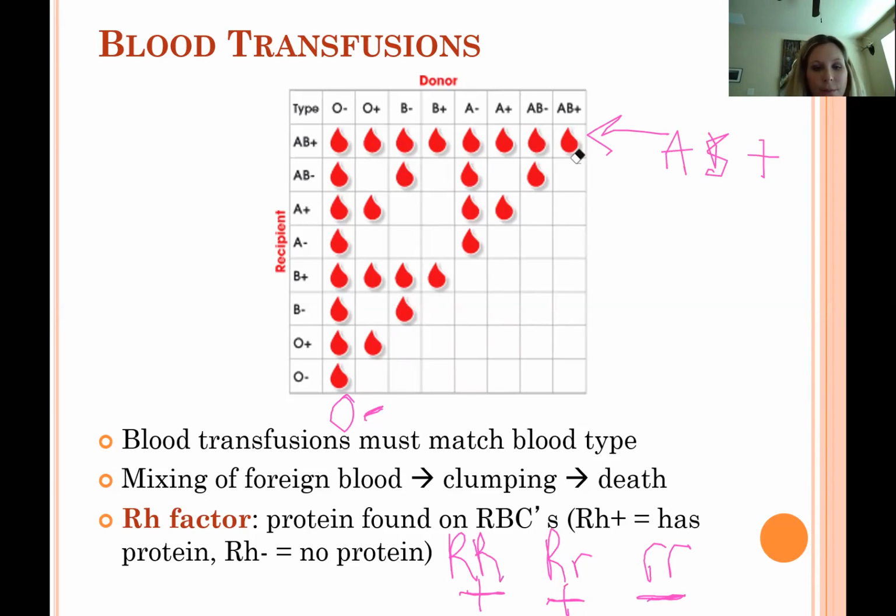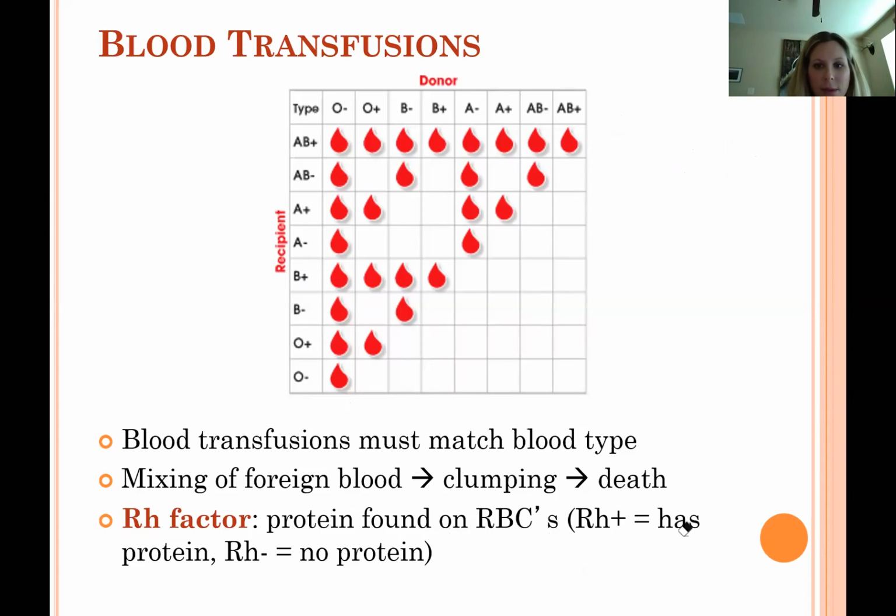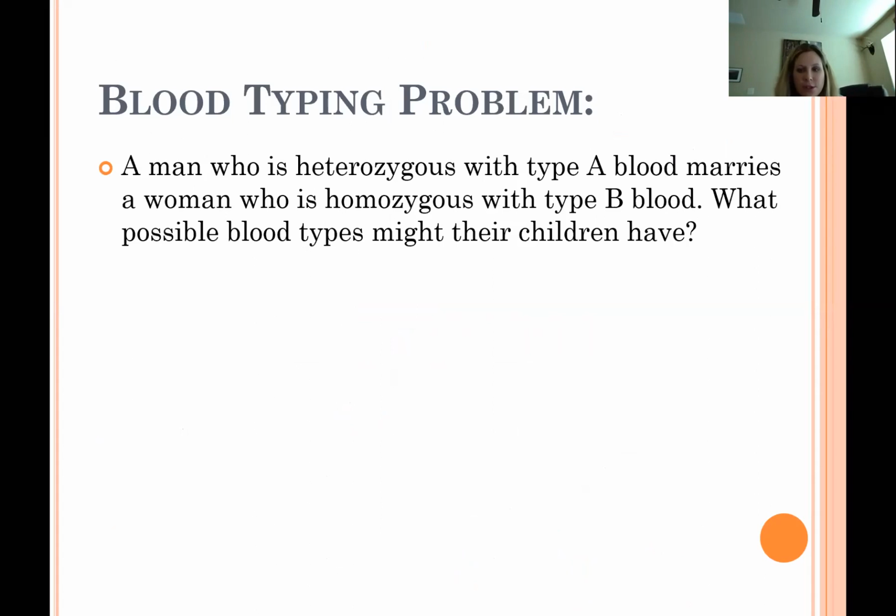Erase. Okay, I'm about to move on. I think this might be my last blood typing slide, so we'll do a problem. Okay, here we go. We're not going to look at the worksheet right now. We're just going to do a problem.